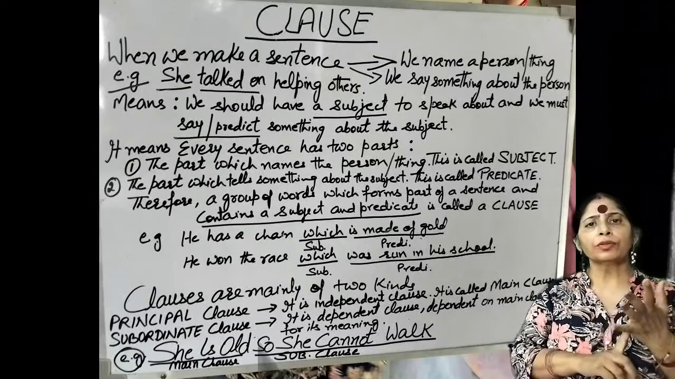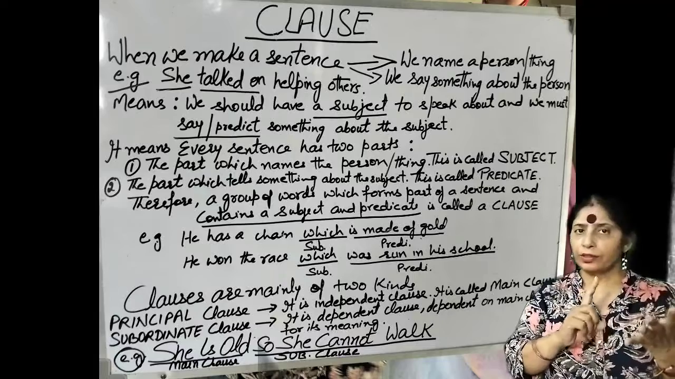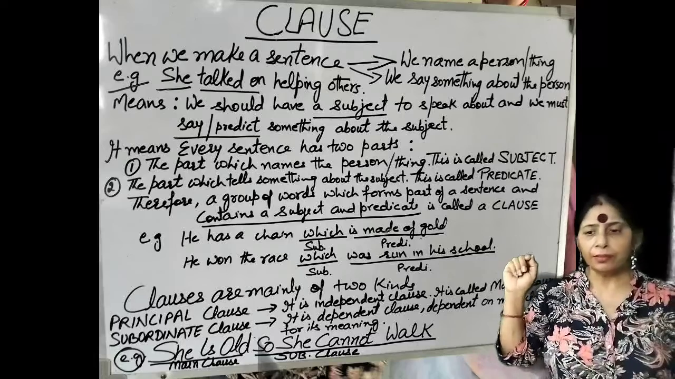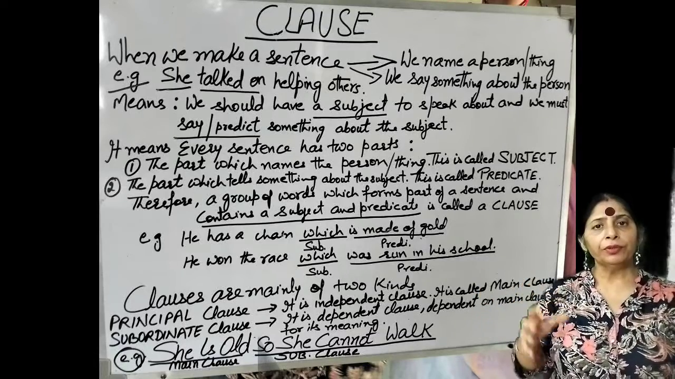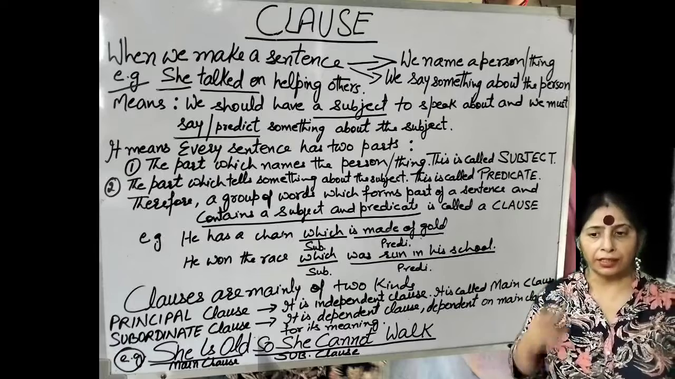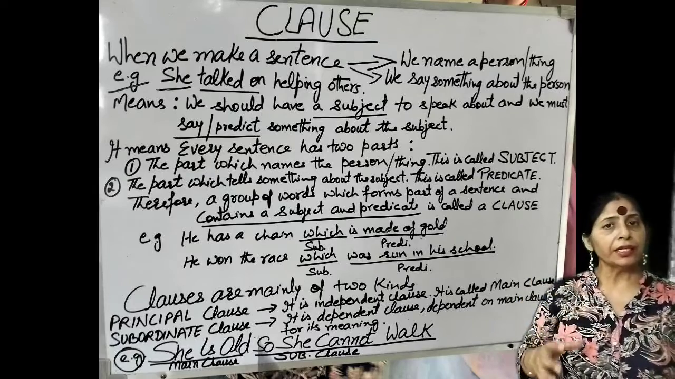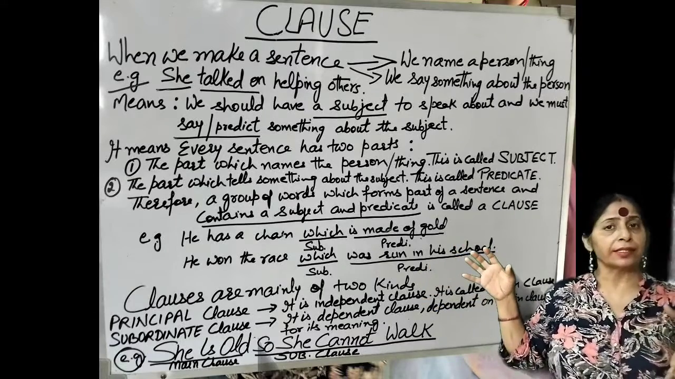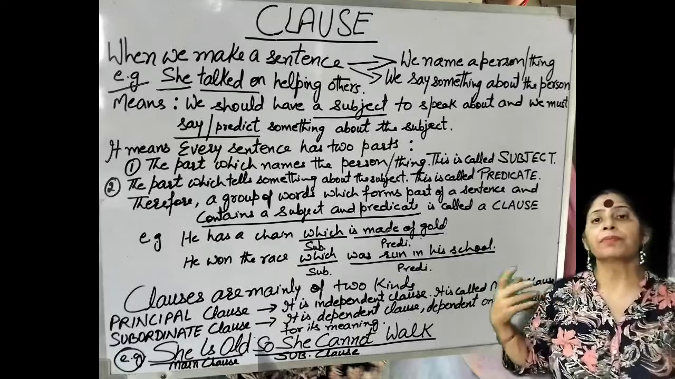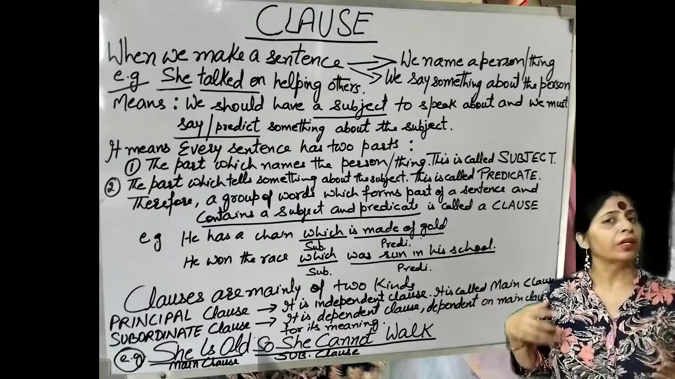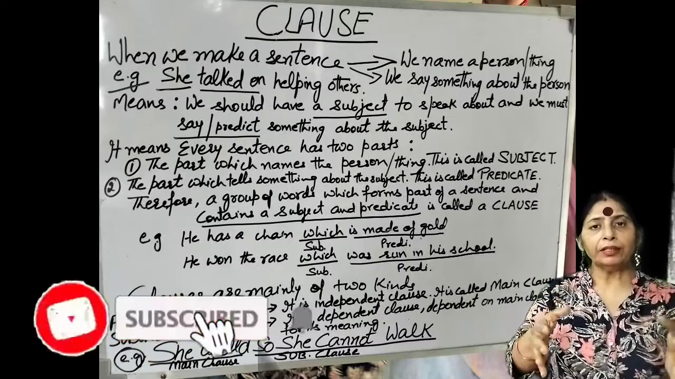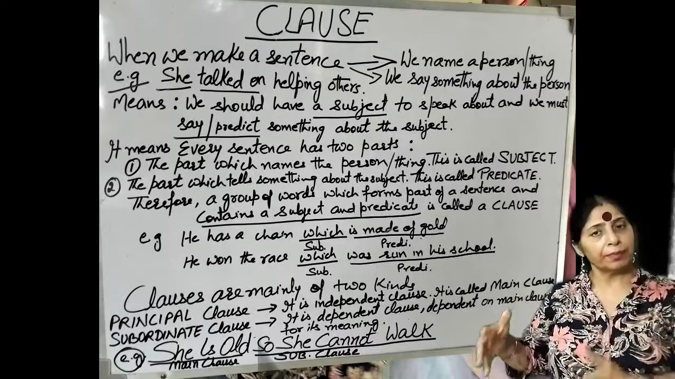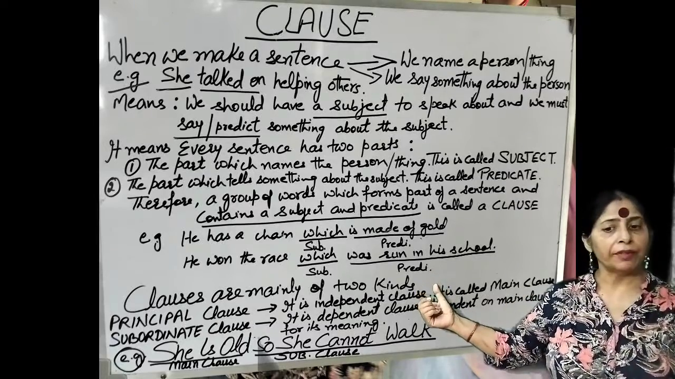You have to remember that a sentence always has two things: one is the subject, one is the predicate. We already knew that a group of words that gives a sense is a sentence. Therefore, a group of words which forms part of a sentence and contains a subject and a predicate is called a clause. When it is part of a sentence and has a subject and a predicate, only then we will say it has a clause.